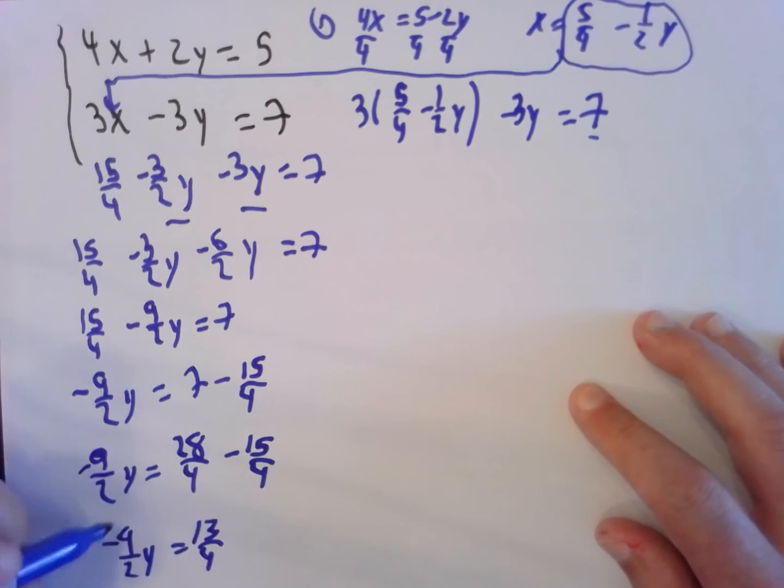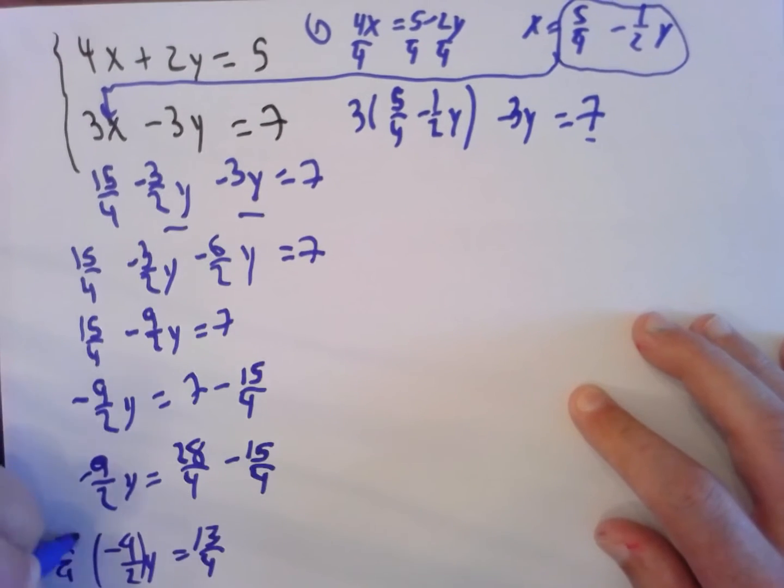To get rid of anything multiplied, we divide. How do we divide by a fraction? We multiply by the reciprocal. So I'm going to multiply both sides by negative 2 over 9.